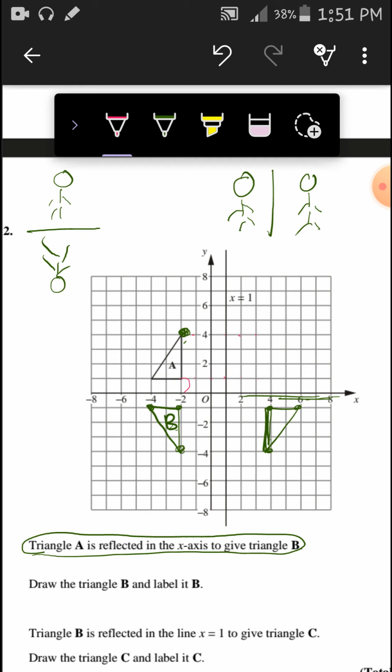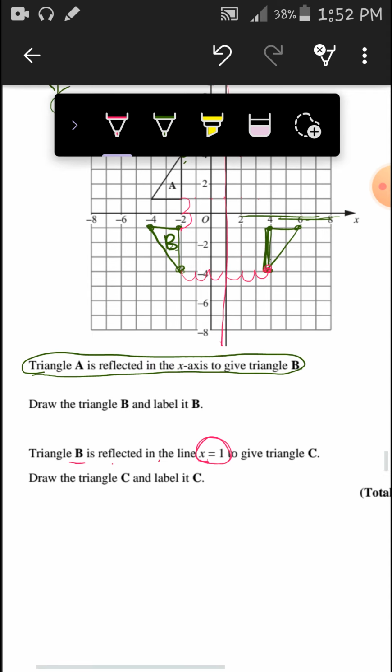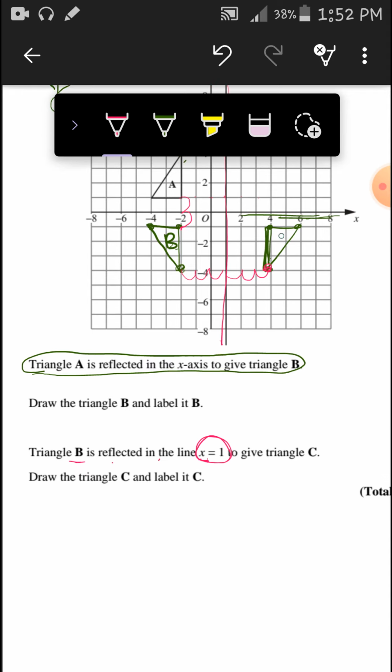This is one place or one unit. The image should be at the same distance. Next, he asked, triangle B is reflected in x equals 1. He gave you the equation and he gave you the line, which is the mirror. 1, 2, 3. 1, 2, 3. And the same with the other vertices. And label C.